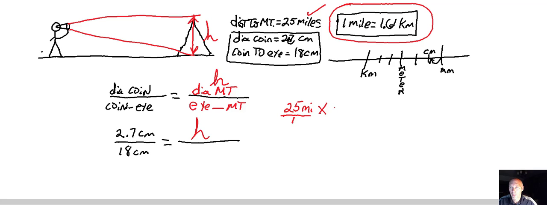Okay, and back to where we were here. I pick my ratio so that miles cancels out and I want to get into kilometers. So I'm going to put 1 mile on the bottom and 1.61 kilometers on top. Cross out my units diagonally. Now it's going to be 25 times 1.61, and when you multiply that, you get 40.25 kilometers.